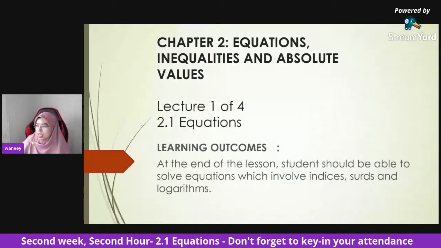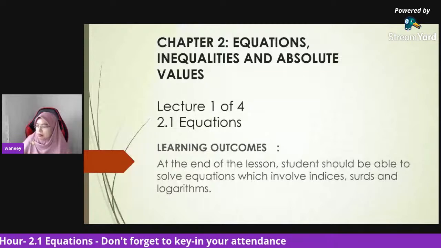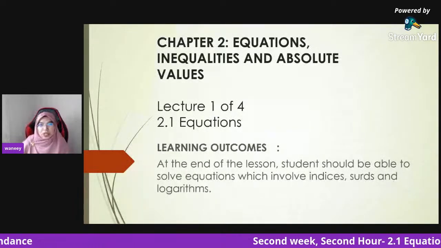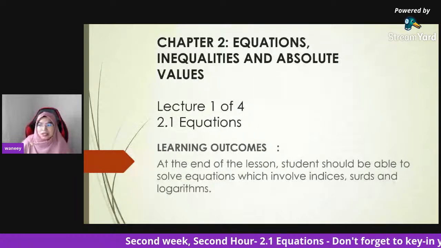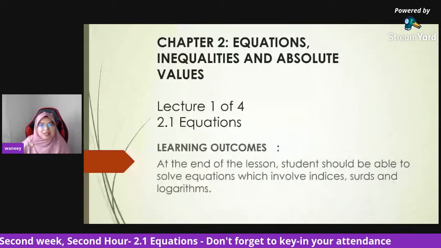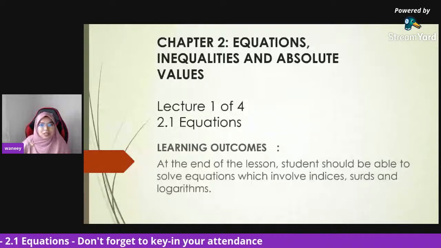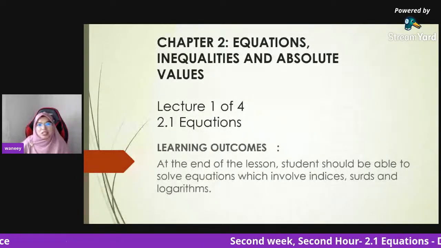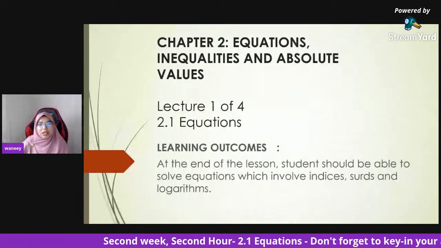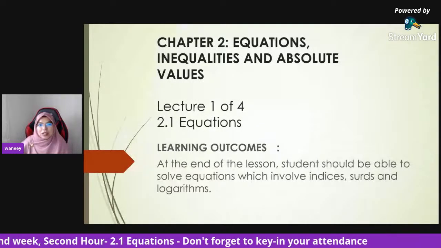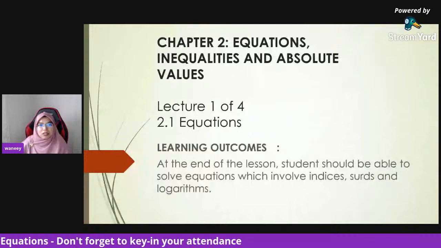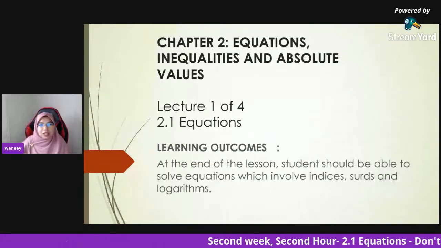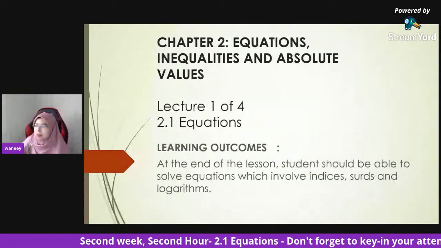Okay, so let's wait until 3 past 12, I think. So after 12:03, we're going to start our lecture straight away. This is a new chapter actually. Last time we already finished chapter 1. Today we are going to start with a new chapter, which is equations, inequalities, and absolute value. Next week I'm going to spend another 2 hours on chapter 2 as well, and then the other week, 1 hour on chapter 2. And then we will start with chapter 3.